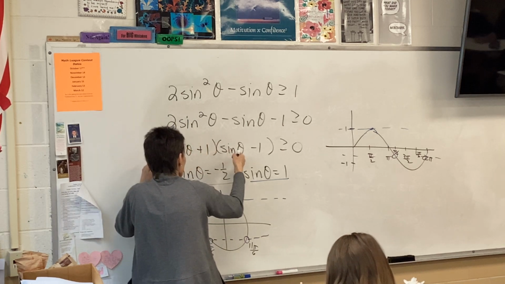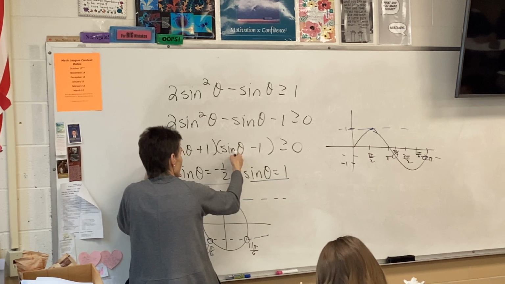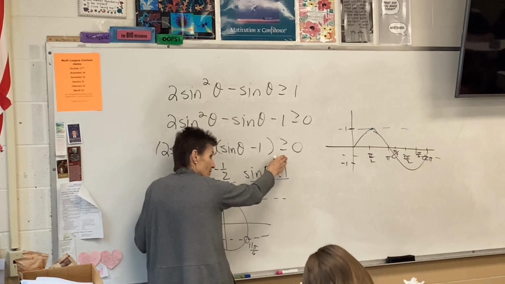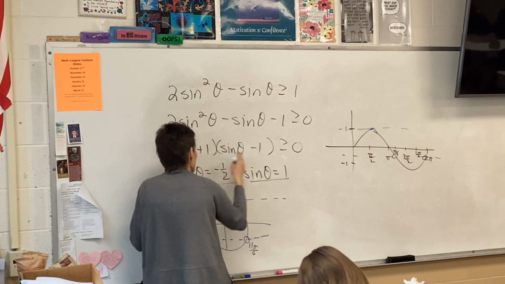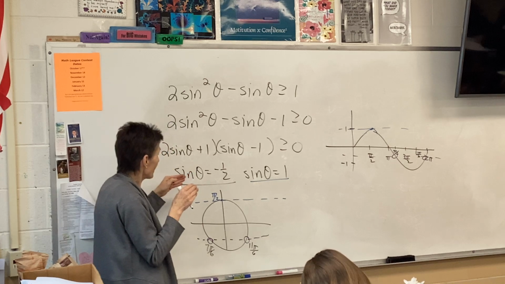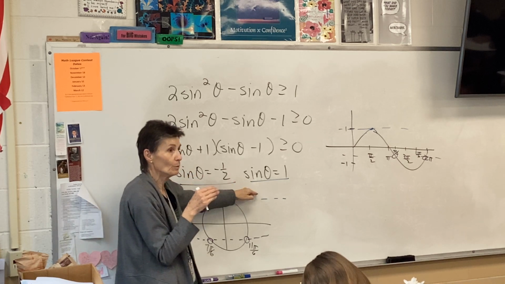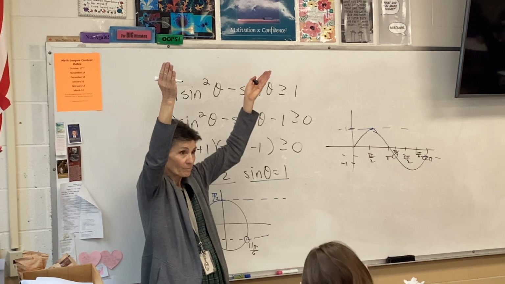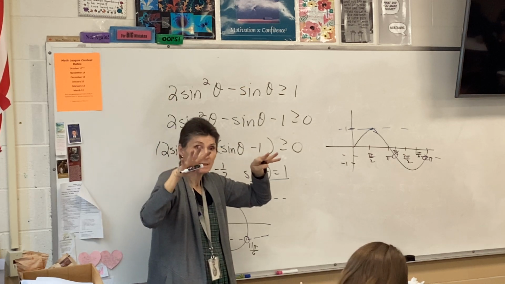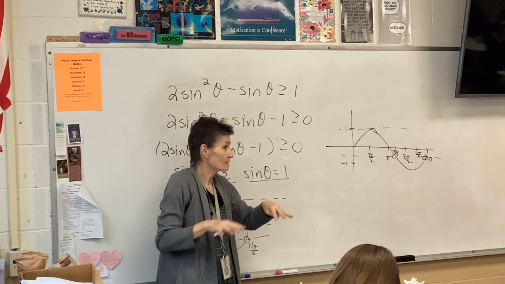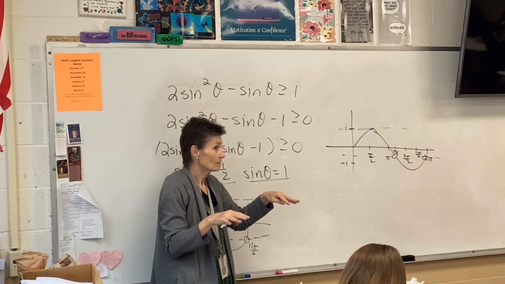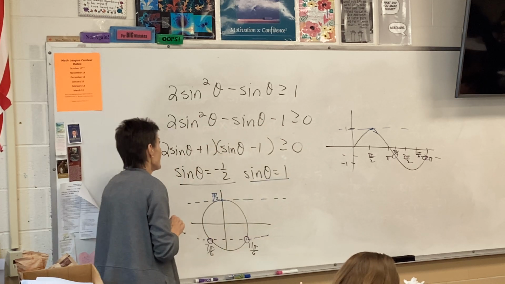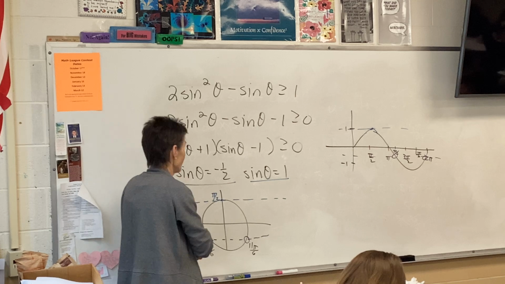Now, I factored my problem. I got 2 factors, and the product has to be positive, greater than 0. So doesn't that mean that purple and blue both have to be greater than, or they both have to be less than? Does that make sense to everybody? Positive, positive, or negative, negative. So let's do positive, positive first.